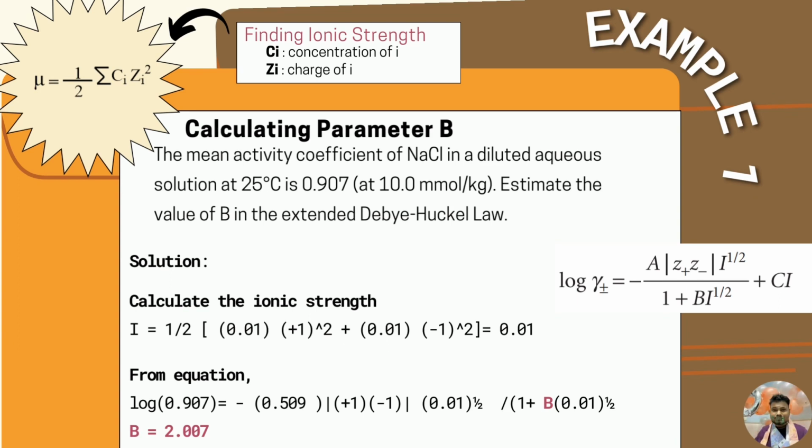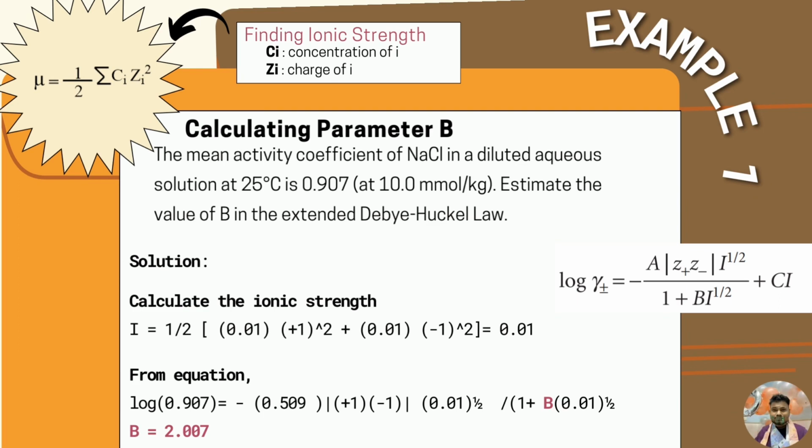First things first, we are going to determine the value of the ionic strength, denoted as capital I. The formula is given on the top left, which is mu equals half the total of the concentration multiplied by the charge to the power of two. And then we get the value of the ionic strength as 0.01.